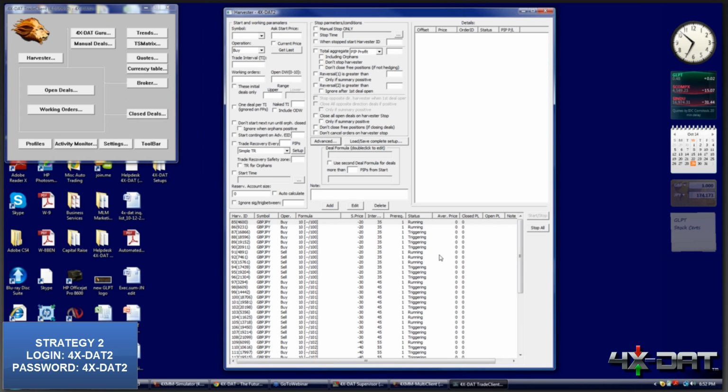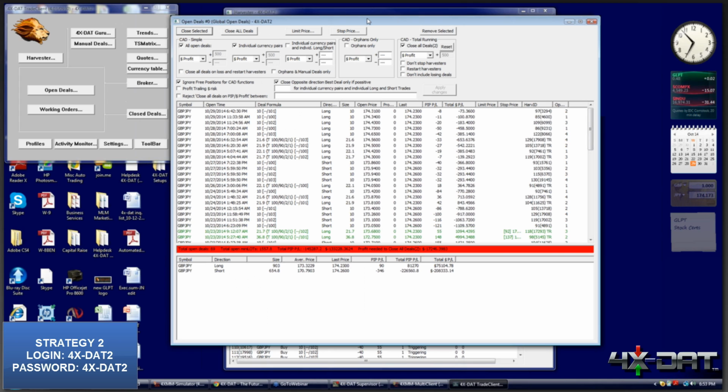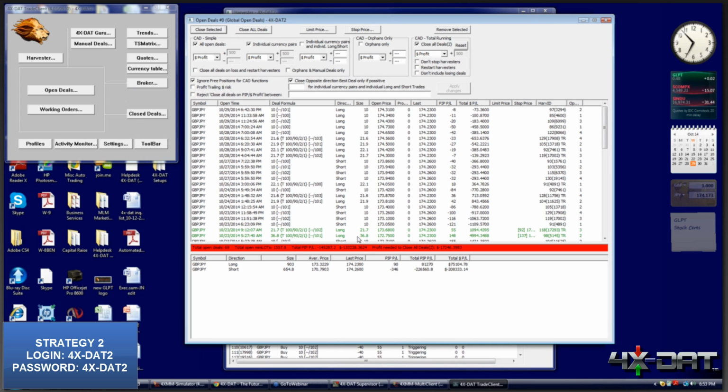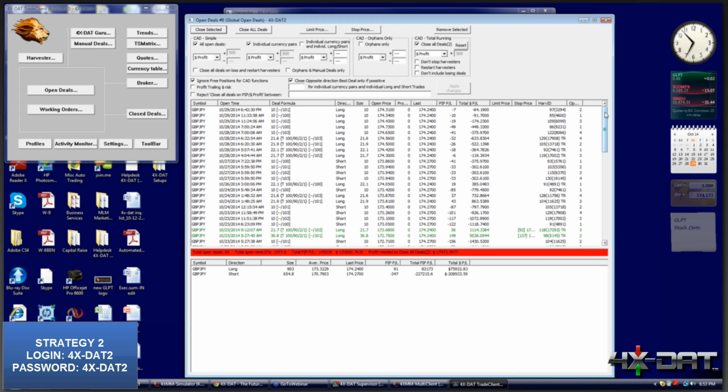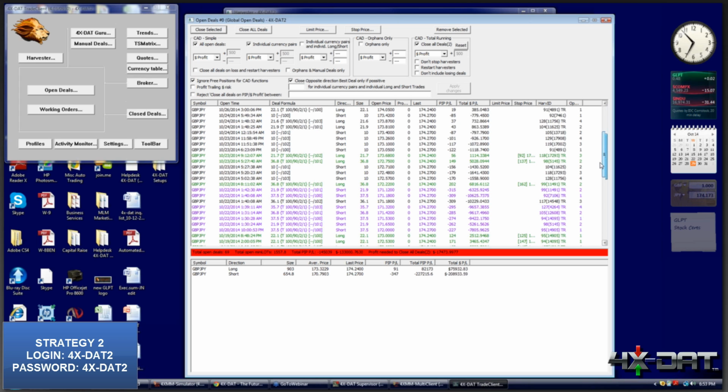As you can tell, most of the harvesters, most of the algorithms are either running or they are triggering. That means that each and every algorithm is ready to deploy at any moment when the market makes the necessary move. This means that you can have an awful lot of trades happening at the same time. If we look at the global open deals window, these are all the trades that are currently running. In fact, I don't have enough space on my screen over here to show you all the trades that are currently open.